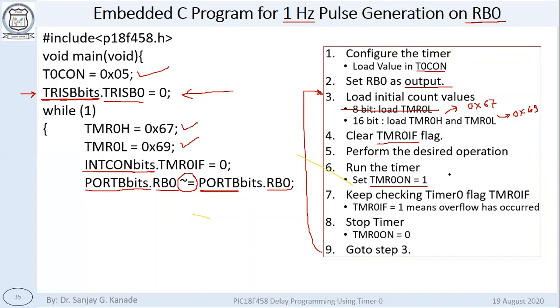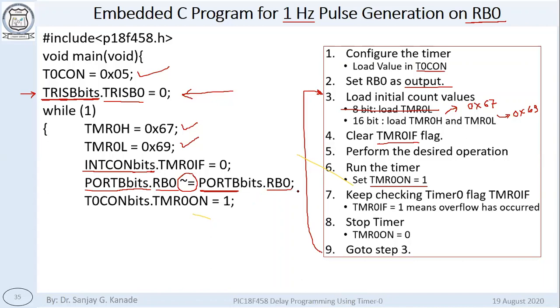How to do that? Again, using the same kind of structure. For that, again we need to know where this TMR0ON bit is. It is in T0CON. So using the same syntax, T0CONbits.TMR0ON is equal to 1. We must know that this TMR0ON bit is in the T0CON register. So T0CONbits.TMR0ON equal to 1.